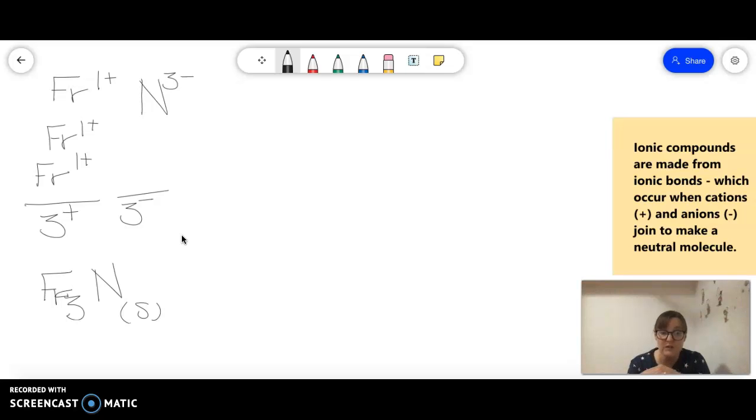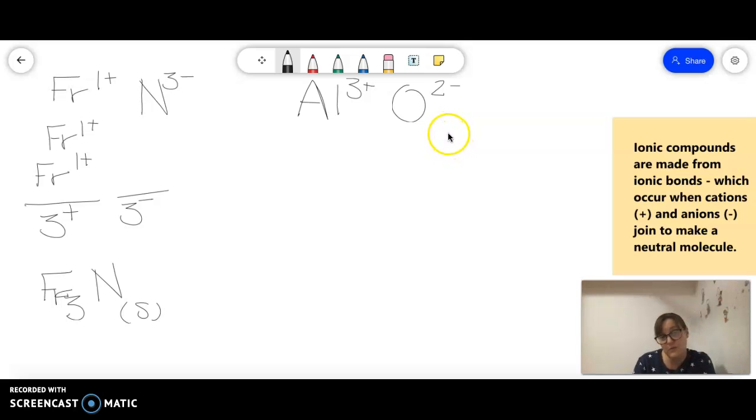For all of the ions on the periodic table, you do not need to memorize them. You just need to know where to find them. Okay, let's try another one here. Aluminum, Al3+ and O2-. So we could cross our numbers down and we'd get it right.